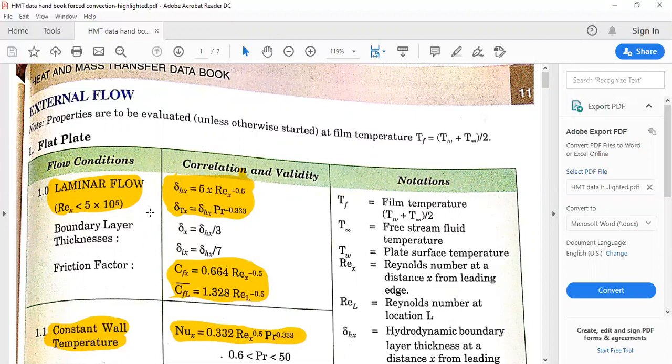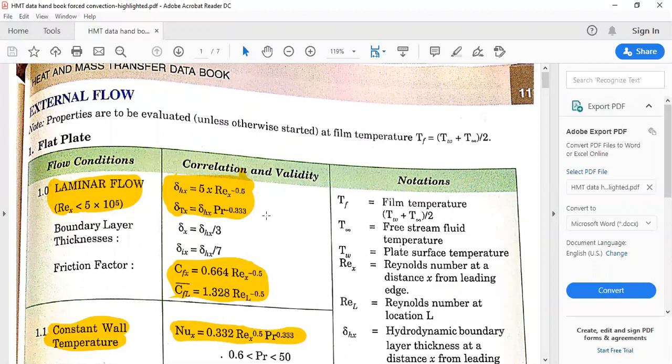In this laminar flow, if the question is asked to find the hydrodynamic boundary layer thickness at a distance x from the leading edge, you have to use this equation, delta_hx. That means the velocity boundary layer thickness at a distance x from the leading edge. Since this boundary layer thickness varies along the plate, it will not be constant over the length of the plate.